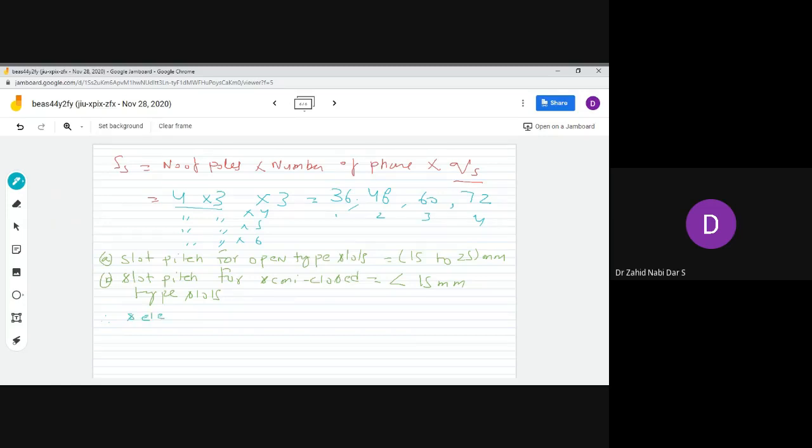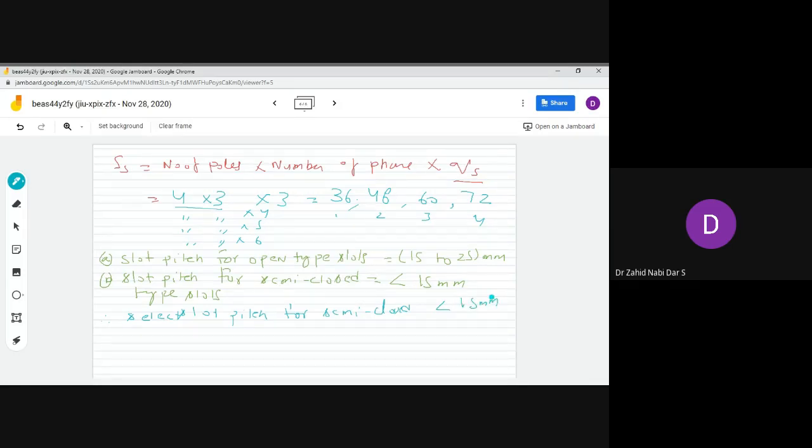Therefore, since it's a small machine, we select the slot pitch for semi-closed slots. That means this value has to be less than 15 mm.